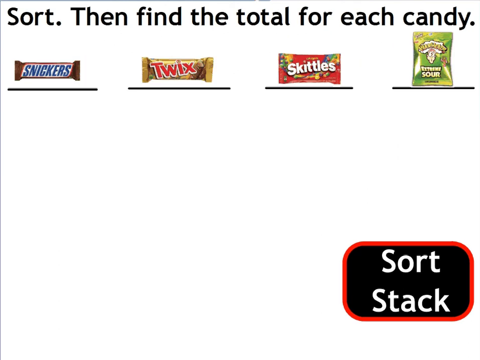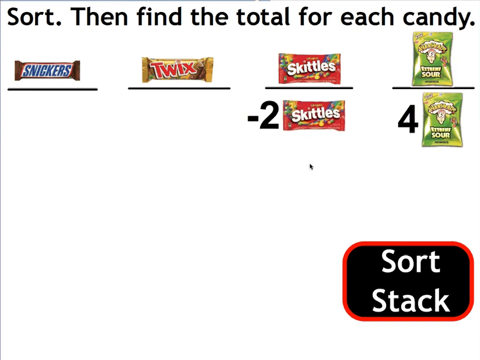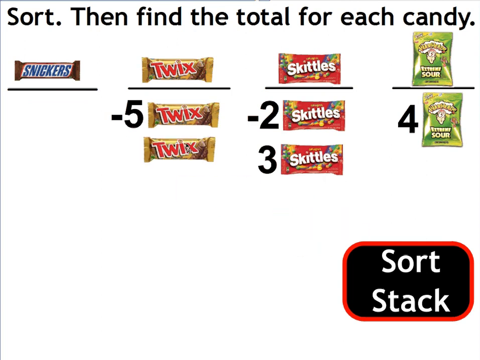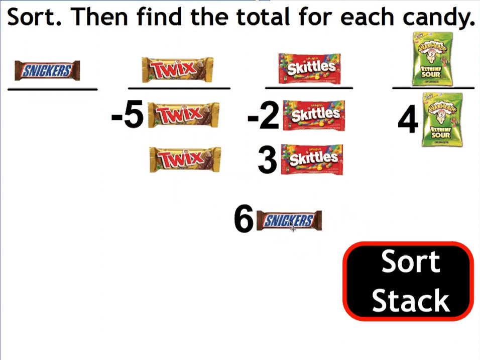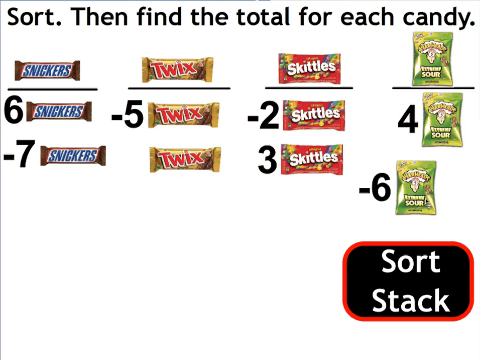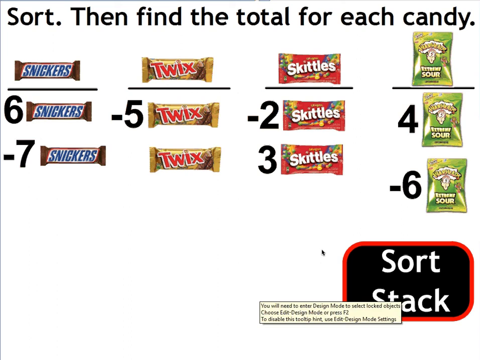Alright, so now we have a little bit of candy. Everybody loves candy, right? Including myself. So we have 4, and now we have some negatives in here. So what's going to happen? Well, it's going to be the same idea that we had before, but we're going to make sure that we can get the correct totals in there. Alright, so we're all out of candy, but we want to make sure we can get those totals correctly. So let's start with these Snickers here.